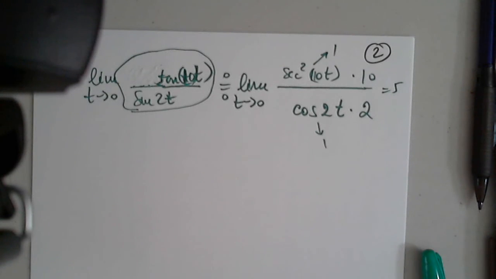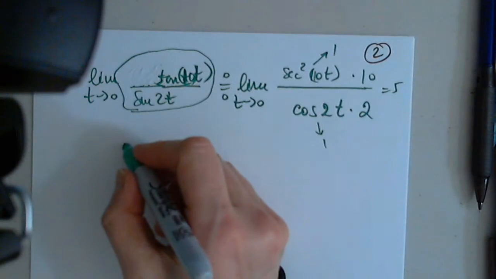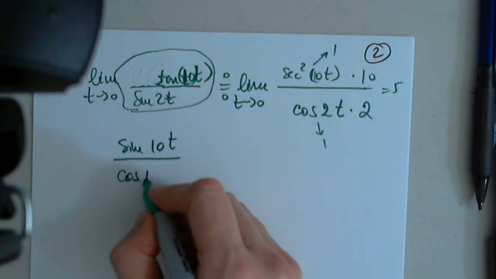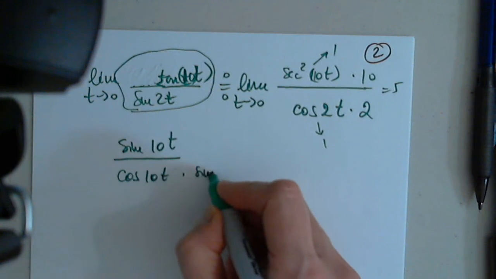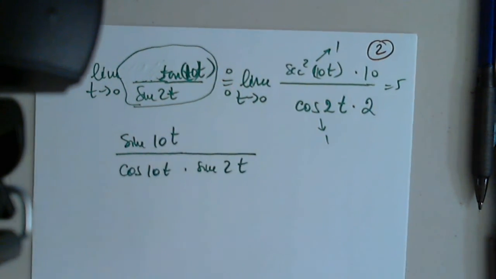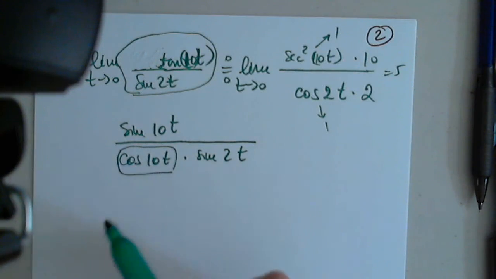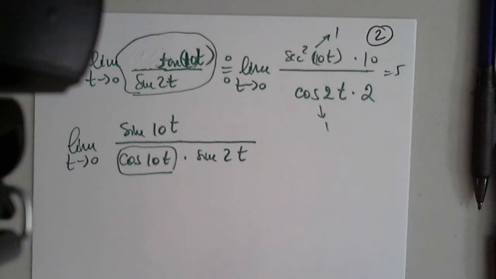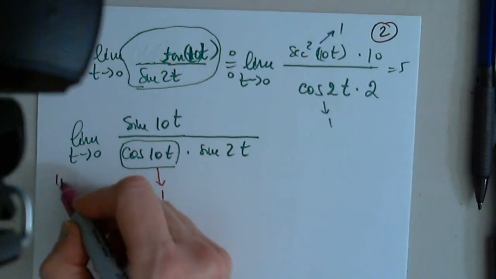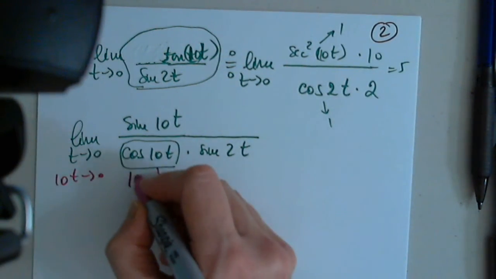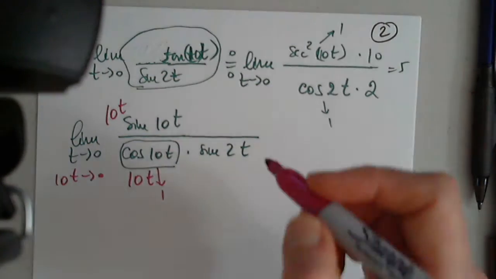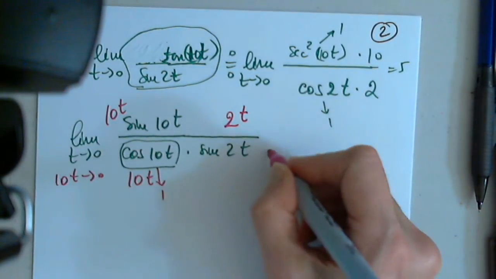Another option would be to manipulate the function. How will I do that? With sine 10t over cosine 10t multiplied by sine 2t. This is not a problem. So when limit as t approaches 0, that's not a problem because this is approaching 1. And the sine 10t, remember 10t approaches 0, so I need a 10t in the denominator and a 10t in the numerator. And the same thing for 2t, I need a 2t and times the 2t.